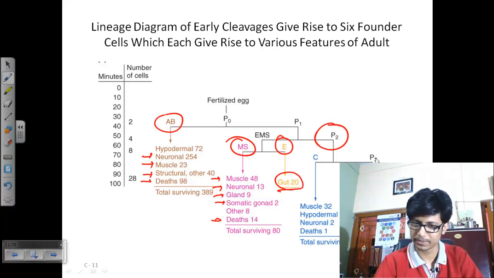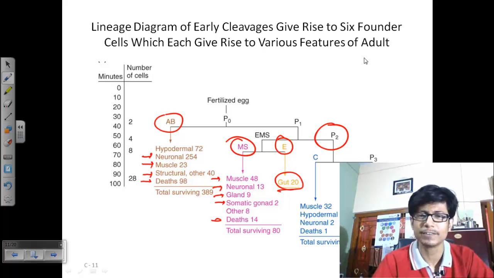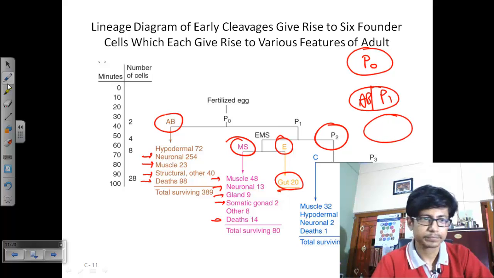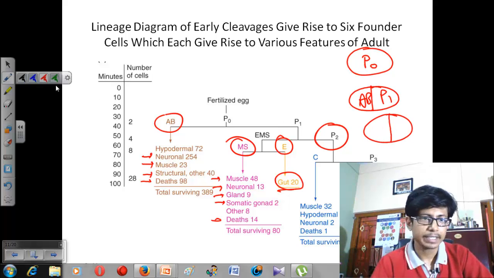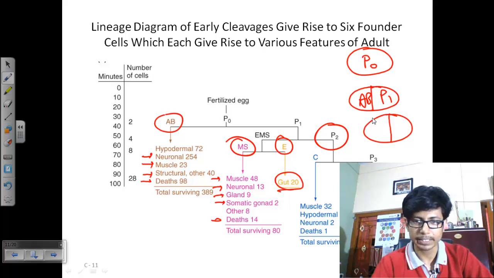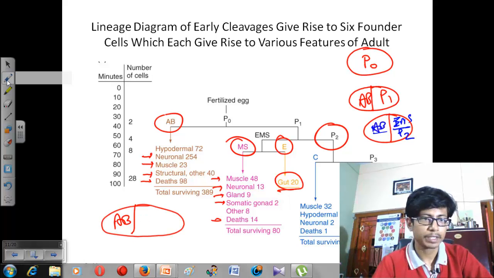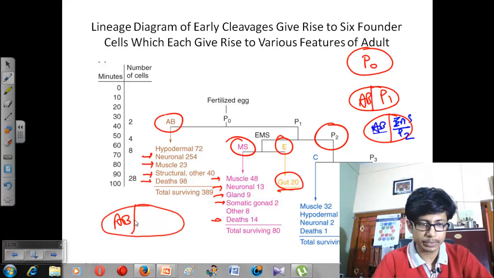And there is the P2 and P3 region, because P1 actually differentiated into EMS. If you see at the very beginning, this is the very beauty of this development. First, there is only one cell, P0. Then P0 divides into two cells, AB and P1. Now AB is differentiated normally as AB, ABP, ABA, whatever, but P1 divides into two different parts, EMS and P2. Now if you take the same thing again, AB remains as AB, but EMS divides into E and MS, right?